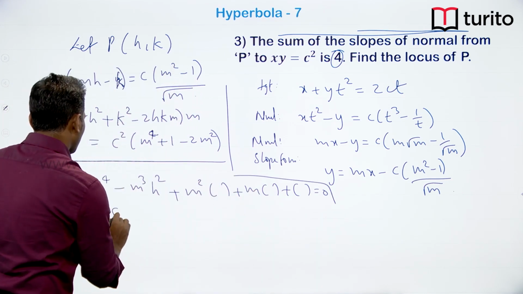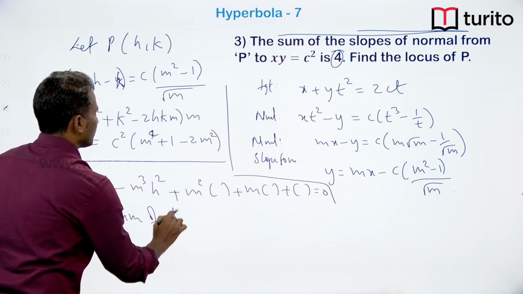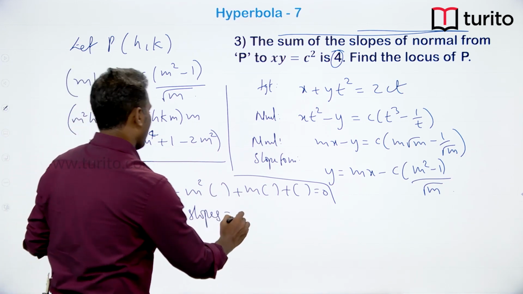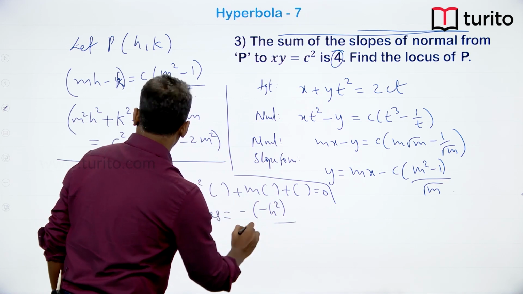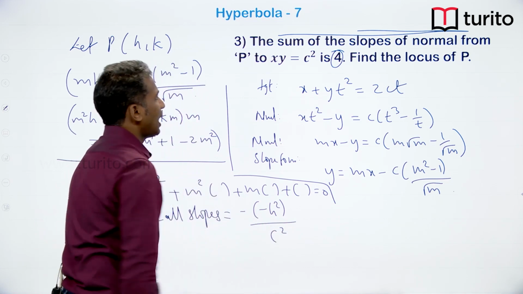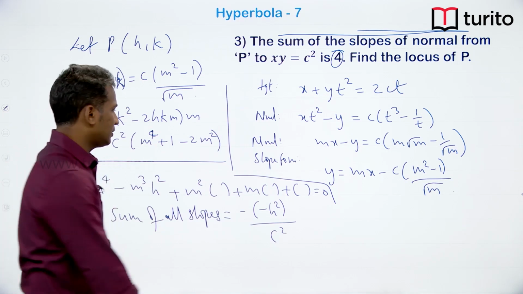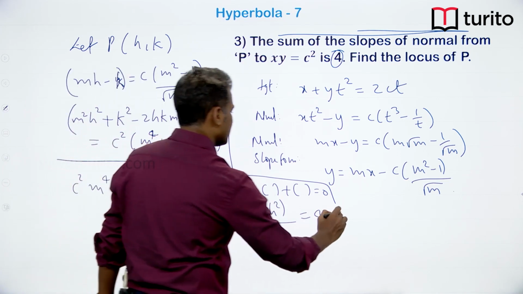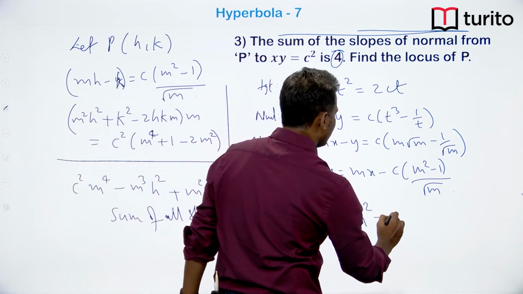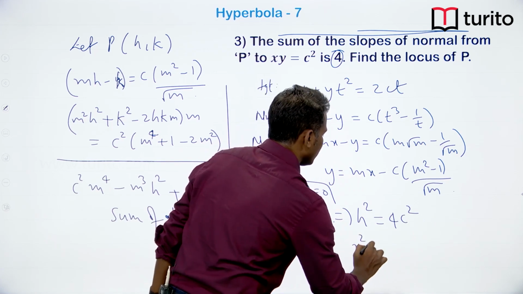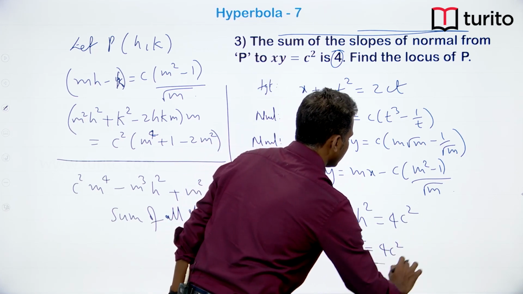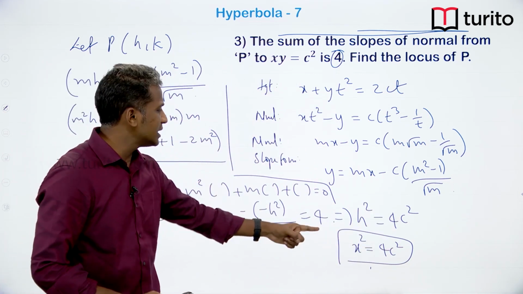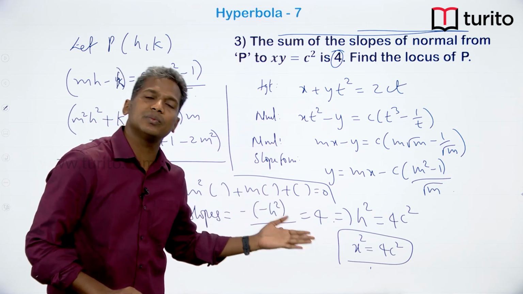So, here if I take sum of all slopes, which is same as sum of all roots, it becomes minus of minus h square by c square, and it must be equal to 4, that is what is given. So, if I simplify this, what do I get? H square equal to 4c square, which means equation of locus is x square equal to 4c square. Now, what is the locus? Locus is pair of straight lines. One is x equal to 2c, other is x equal to minus 2c.